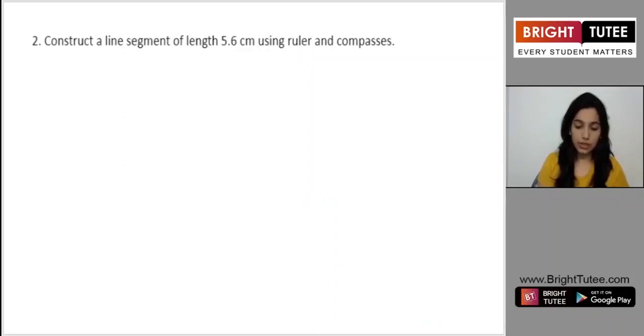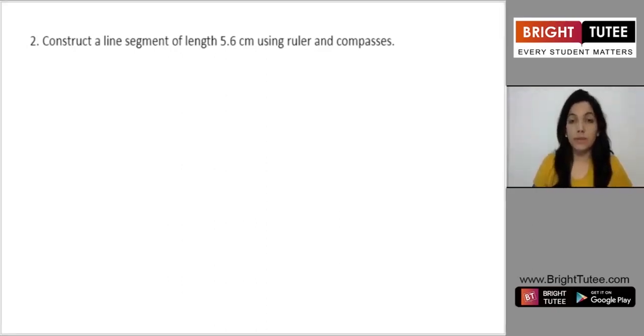Now let us see question number 2. It says construct a line segment of length 5.6 centimeters using ruler and compasses. So we have already worked a similar question like this, right? Where we drew a 5 centimeter long line. Now what we need to do is draw a line segment whose length is given as 5.6 centimeters. So if you want, you can pause the video here and try doing this yourself. Or else let us discuss this.